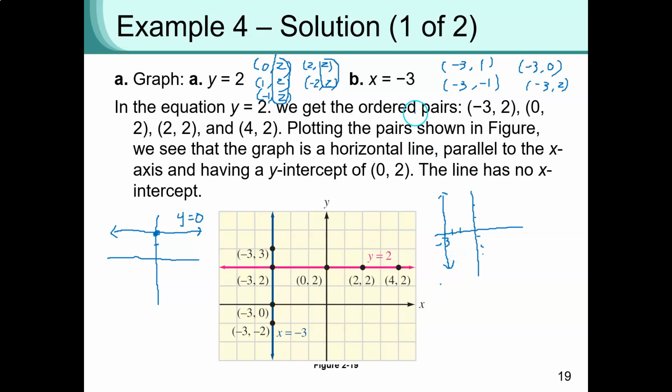So the thing you need to know is when you have a y equals equation, this is a horizontal line. When you have the x equals equation, this is a vertical line.